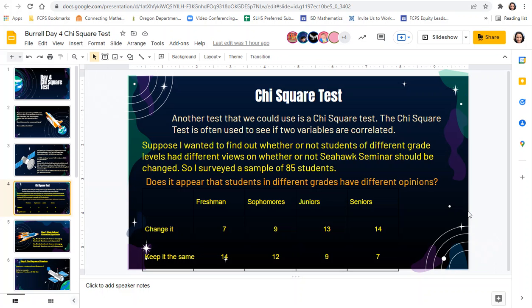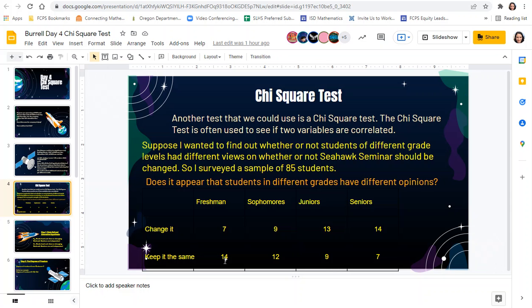Okay, so this chi-square test is used to see if two variables are correlated or if they're independent. In this example here, we could see if students of different grade levels had different views on whether or not Seahawk Seminar should be changed. So you can see the data here. We've got freshmen, sophomores, juniors, and seniors, and their opinion about changing it or keeping it the same. So what we're wondering is, does it matter what grade level they're in to determine whether they think we should change it or keep it the same?